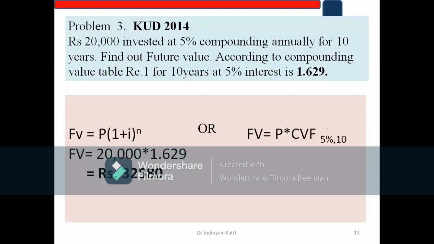Okay, let's move on to the next problem. This was asked in the question paper, Karnataka University question paper 2014, KUD, Karnataka University, Dharwad. The problem is: rupees 20,000 invested at 5% compounding annually for 10 years.